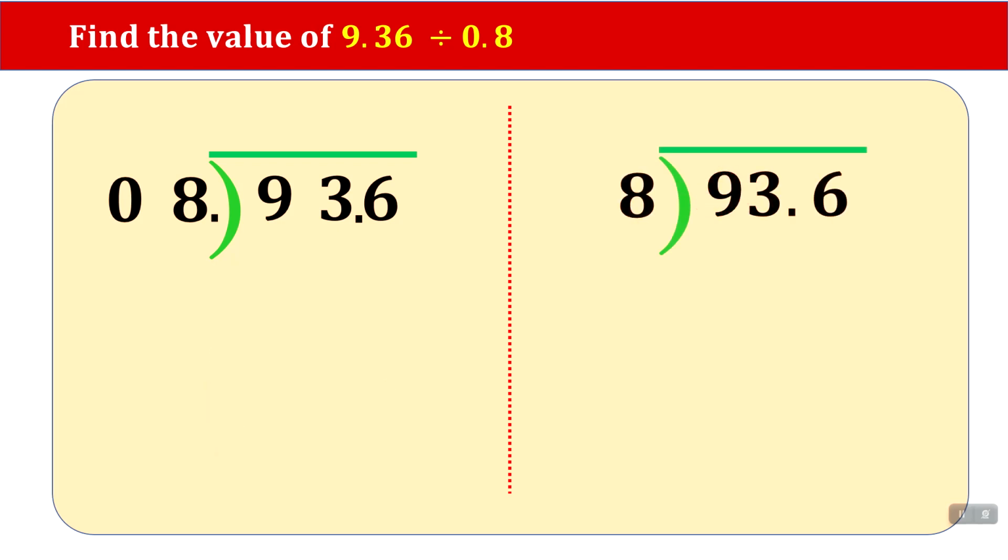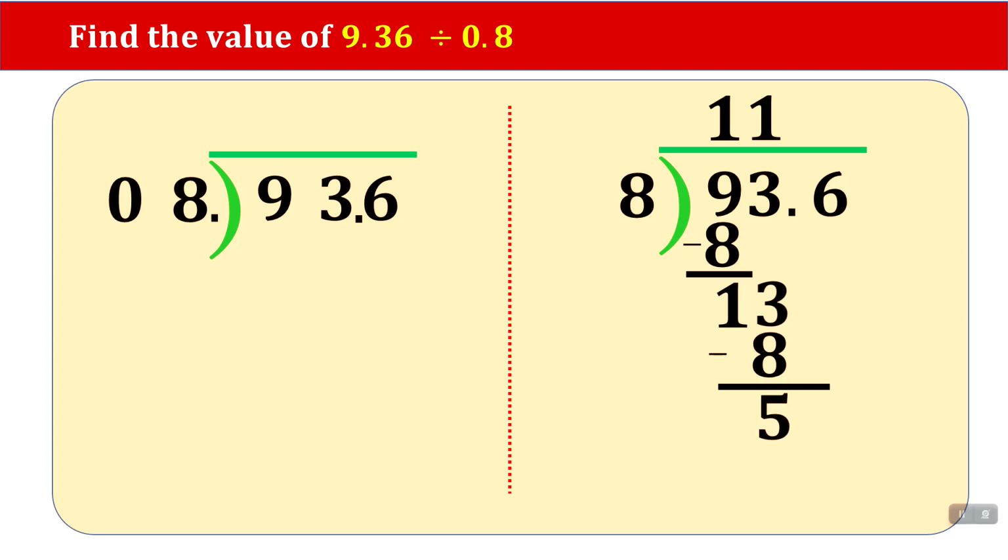8 goes into 9 once. 1 times 8 is 8. When we subtract, we get 1, and we bring down the 3. 8 into 13 goes once. 1 times 8 is 8, and we subtract again, and we get 5. And lastly, we bring down the 6. 8 into 56 goes 7 times. 8 times 7 is 56. And when we subtract, we get 0. Now we have to move the decimal point into place in our answer, and we get 11.7.